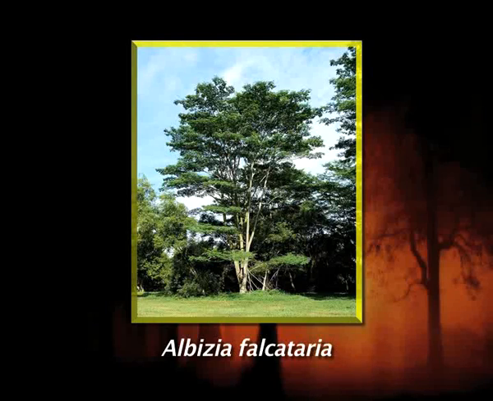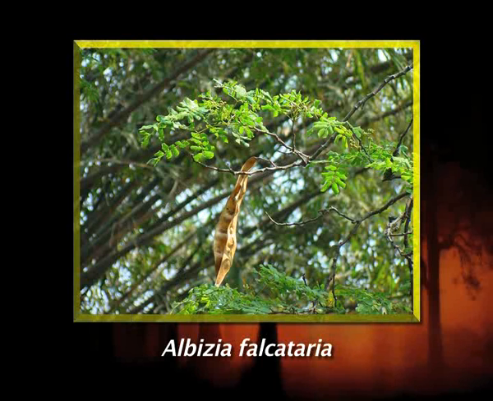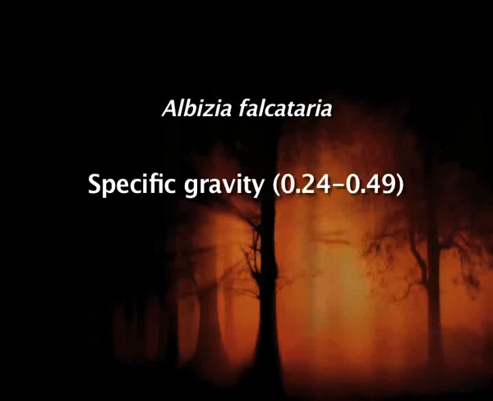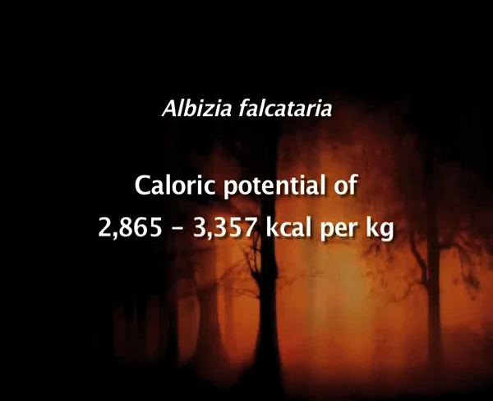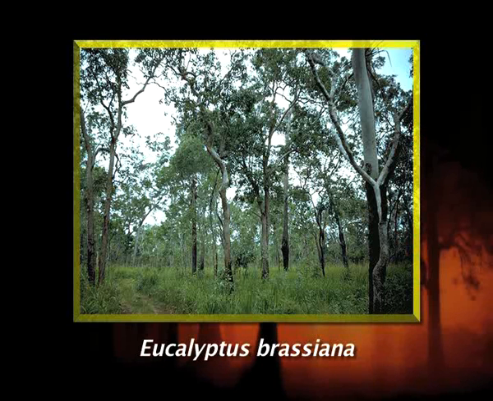Some of the species having characteristics that serve mainly for firewood are Albizia falcataria, because of its rapid growth, vigorous coppicing, and usefulness when grown in combination with agricultural crops. It's considered for firewood. The wood is light, soft, and lacks strength. Its specific gravity ranges from 0.24 to 0.49. It makes good charcoal with its calorific potential value ranging from 2,865 to 3,357 kilocalories per kg.